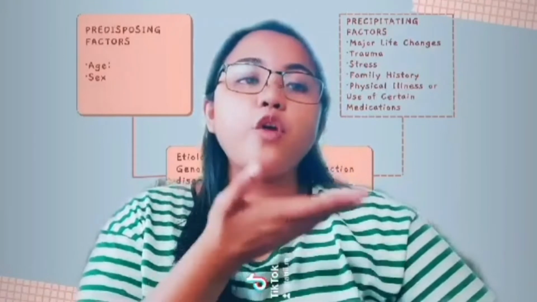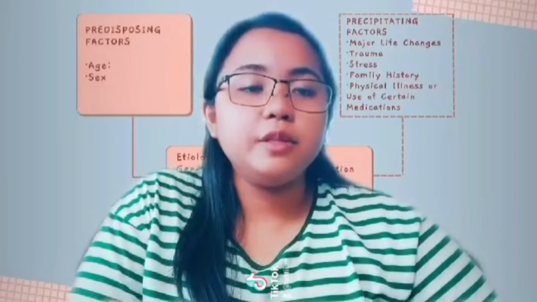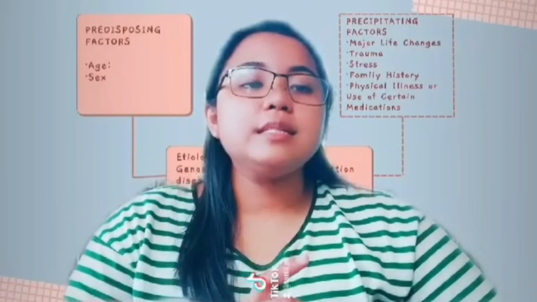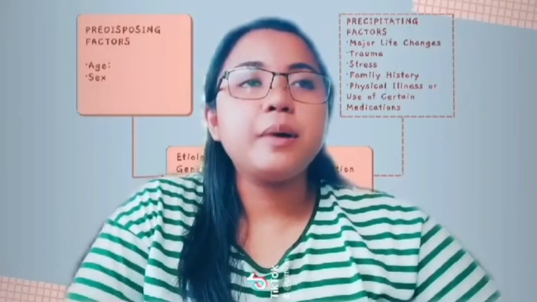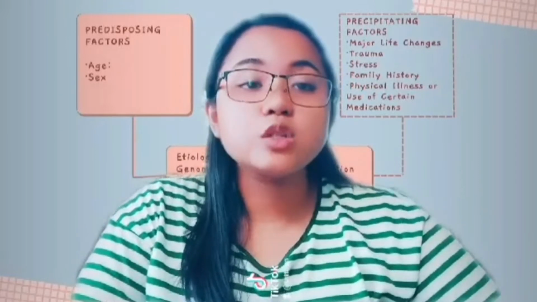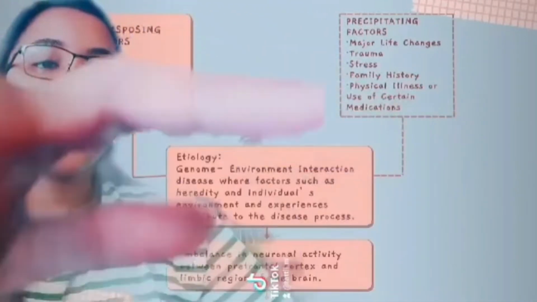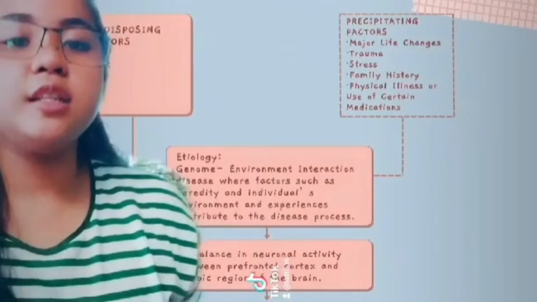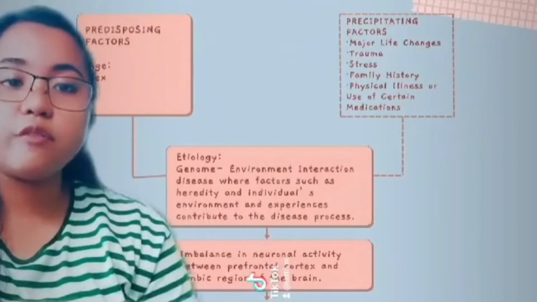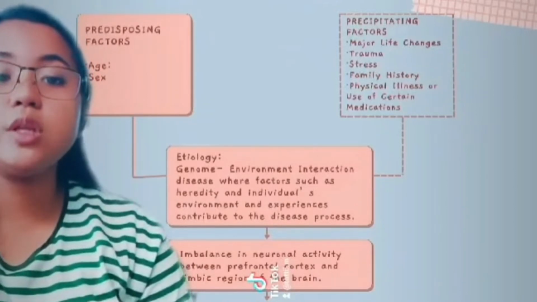And as for the precipitating factors, these are the factors that are modifiable, meaning when one of these is altered or eliminated, there's a possibility that it will not result in a mood disorder. Examples of these are major life changes, trauma, stress, family history, physical illness, or use of certain medications. As for the etiology, it is a genome-environment interaction disease where factors such as heredity and the individual's environment and experiences contribute to the disease process.